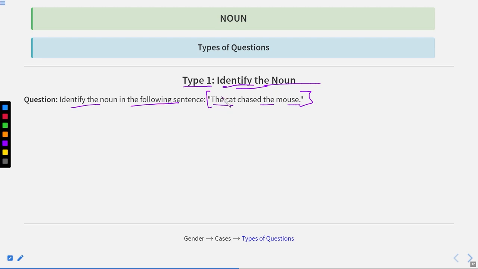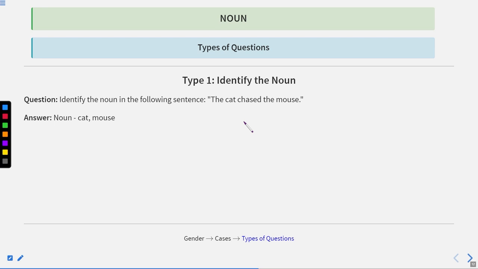Also, before a noun you can see an article. If an article is written before any word, that means that word is a noun. So here cat is a noun and the is an article, so cat is the noun. Again, the mouse is also the noun. So our answer will be: the nouns in this sentence are cat and mouse. Both of these are nouns in this sentence. So this is one category of question.